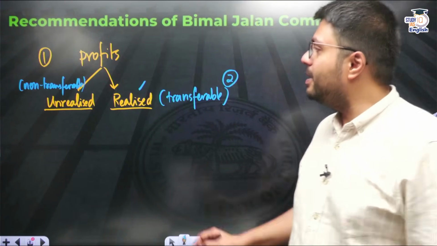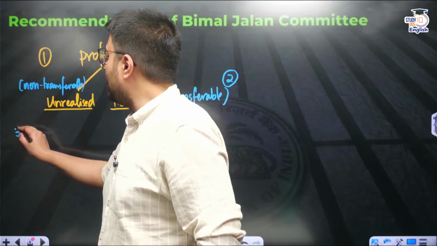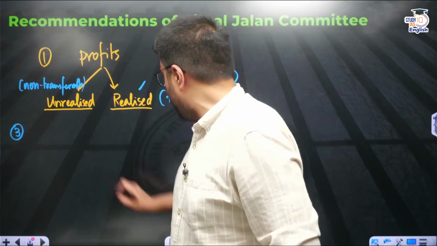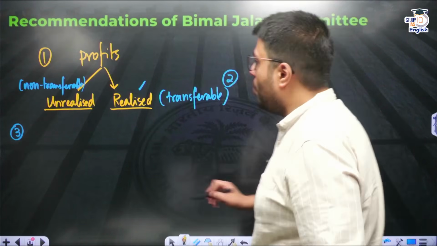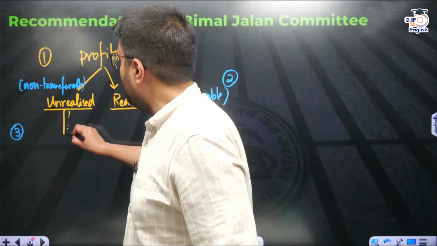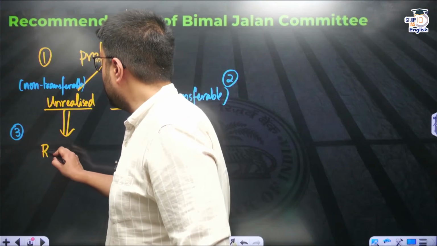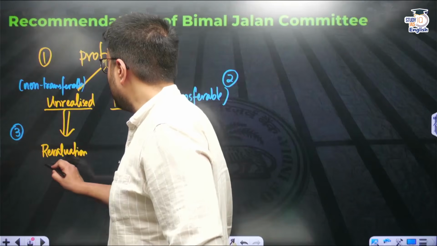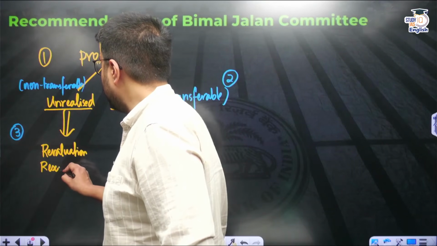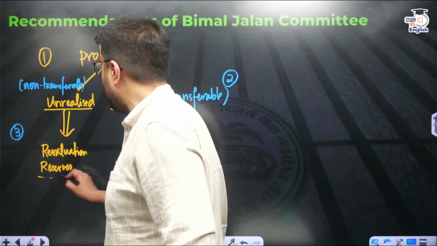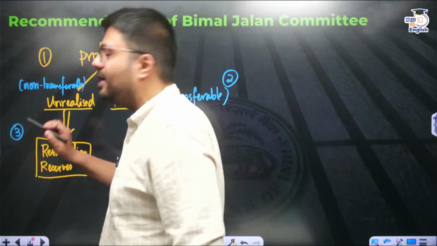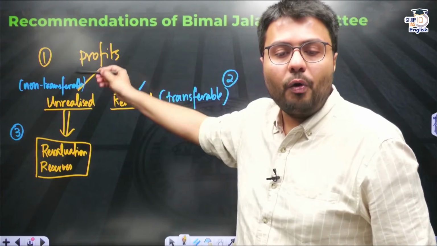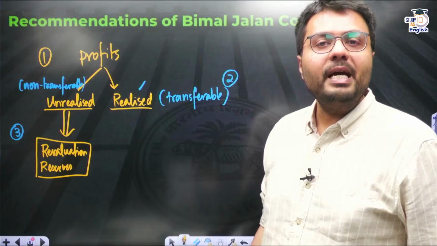And the third recommendation that the Bimal-Jalan Committee made was that all the unrealized profit would go to a particular account called revaluation reserves. And as you can understand, these are not shareable with the government. So RBI maintains a revaluation reserve, which consists of all the unrealized profit RBI makes every year.